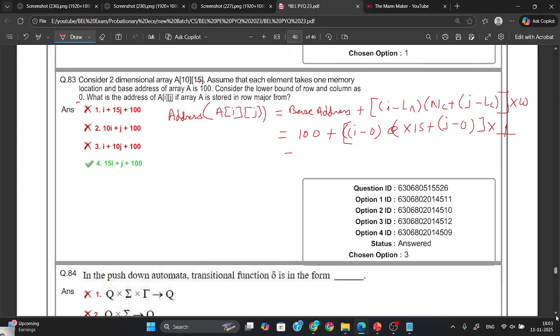Now if you calculate this, you will get 100 plus 15I plus J. So you get 15I plus J plus 100. Option D is your right answer.